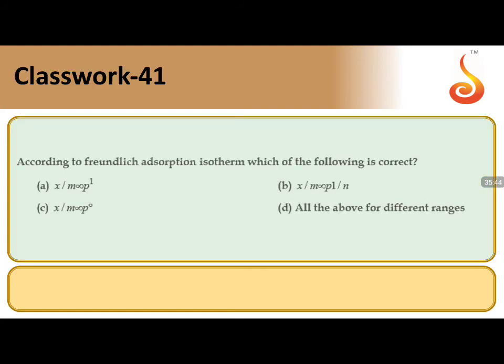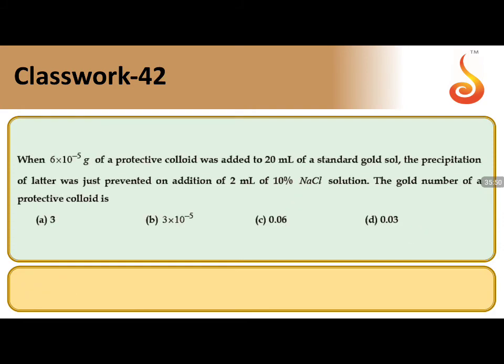Let us see what is the given answer for this. Option D, correct. So coming to the next one, 42. Wow, this is the question. When 6 × 10^-5 grams of protective colloid was added to 20 ml of standard gold sol, the precipitation of the latter was just prevented on adding 2 ml of 10% NaCl solution. Gold number of protective colloid is.